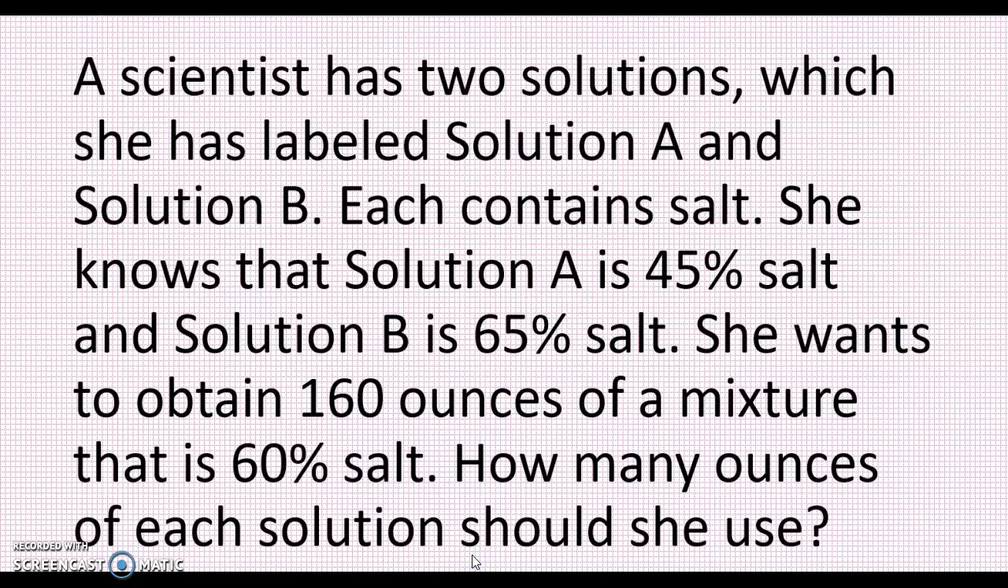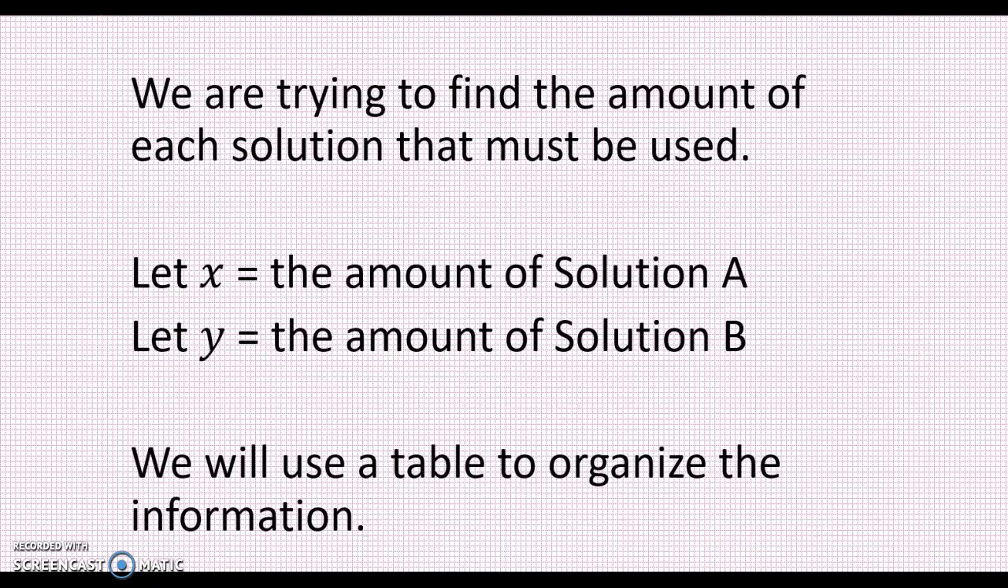The problem reads: a scientist has two solutions, which she has labeled solution A and solution B. Each contains salt. She knows that solution A is 45% salt and solution B is 65% salt. She wants to obtain 160 ounces of a mixture that is 60% salt. How many ounces of each solution should she use?